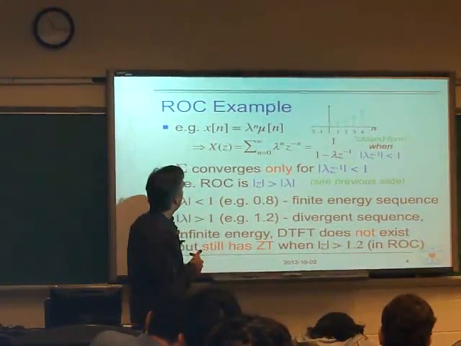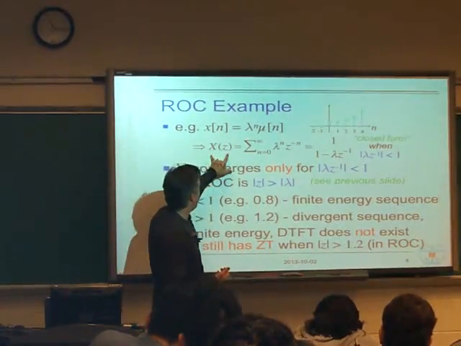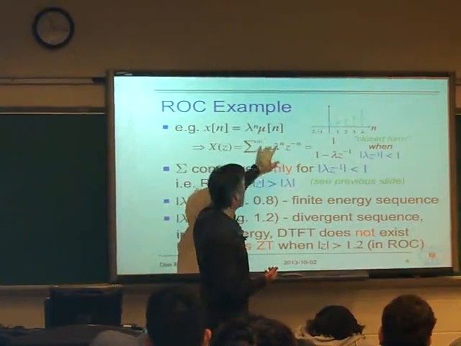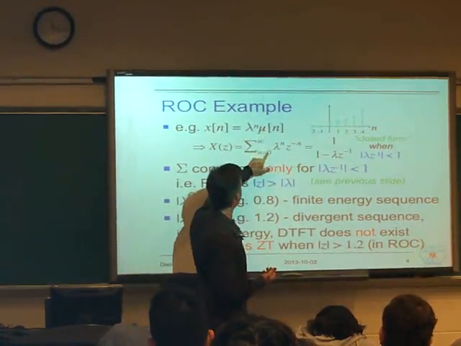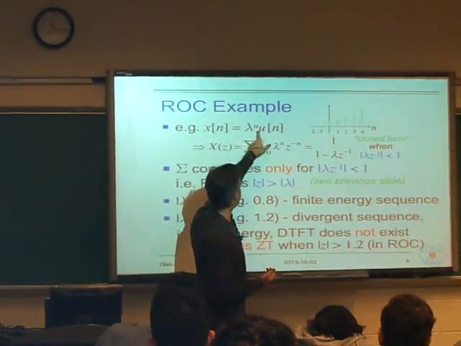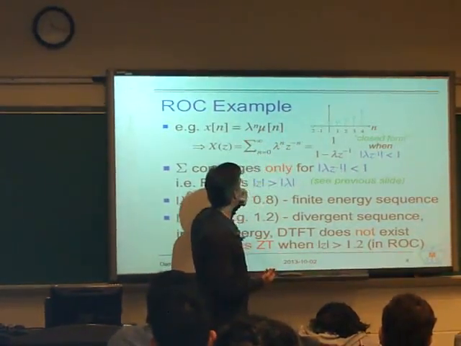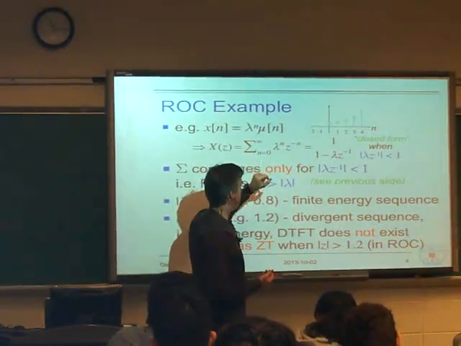Now, we've said that x of z, by definition, is the sum over all n of x of n z to the minus n. So if x of n is this, then it's only the sum from n equals 0 to infinity, because that's what the mu of n does. And then x of n is lambda to the n, times z to the minus n. So that's our expression for x of z.